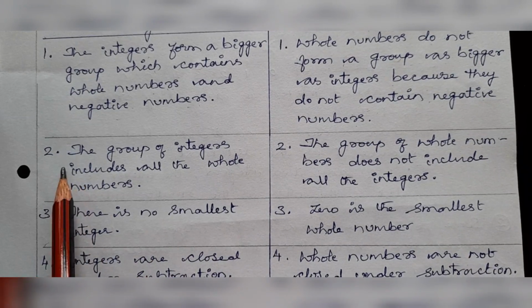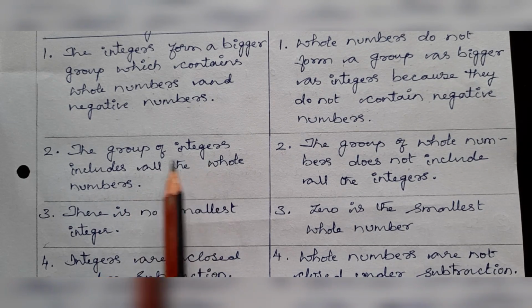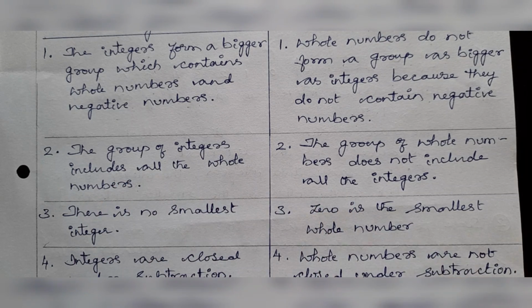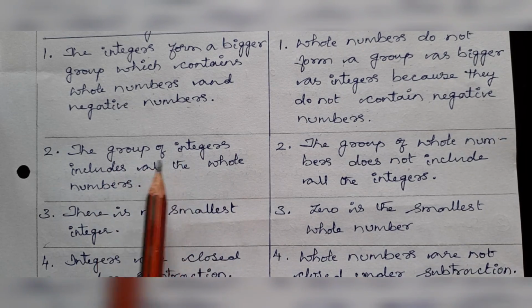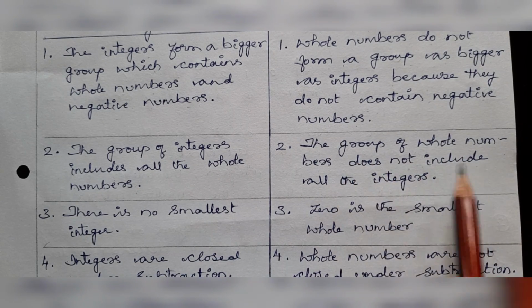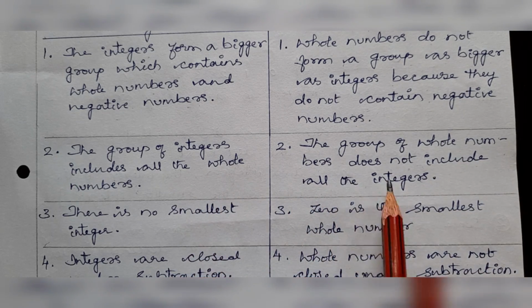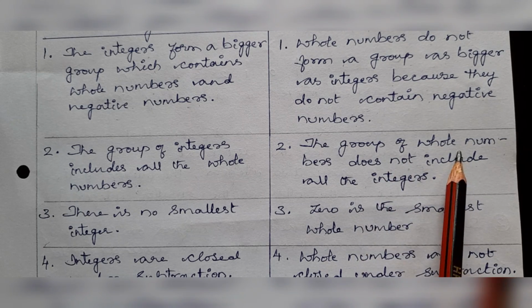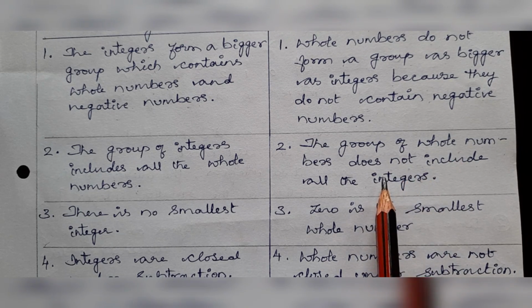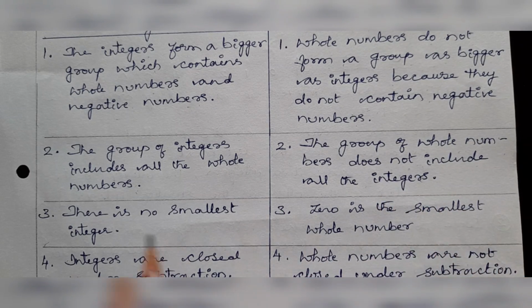Second point, the group of integers includes all the whole numbers. Whole numbers are from 0 and positive numbers. In the group of integers, all the whole numbers are present. The group of whole numbers does not include all the integers. Whole numbers group alli, ella integers kuda iravudilla, because whole numbers do not include negative numbers. Whole numbers are only 0 and positive integers.